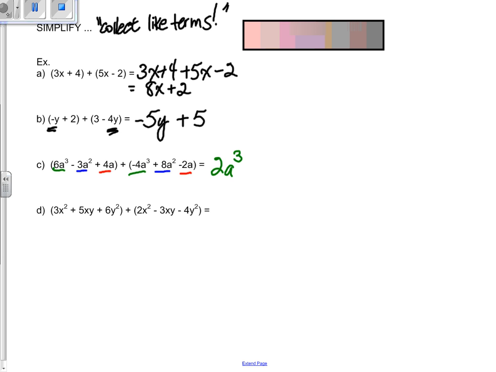My a squareds, I have negative 3 added to 8 of them. I have 5 of them. And lastly, my a's. I have 4 of them. Added to negative 2 of them, I have 2 of them.